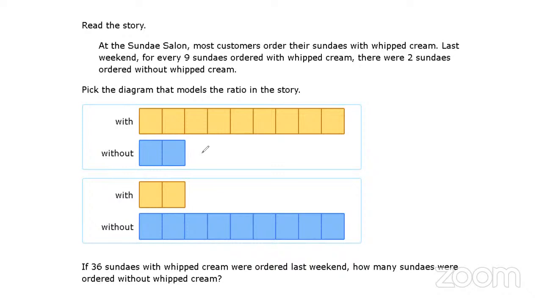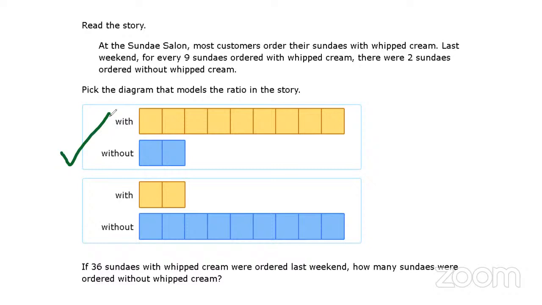So we're looking for the relationship that has more with whipped cream and less without, because 9 is more than 2. Based on the relationship shown here, the first diagram shows more with than without, which is the second part of the first diagram. So yes, we can say the representation is the first diagram. But the question being asked is this: if 36 sundaes with whipped cream were ordered last weekend, how many sundaes were ordered without whipped cream? That's the question we want to answer.